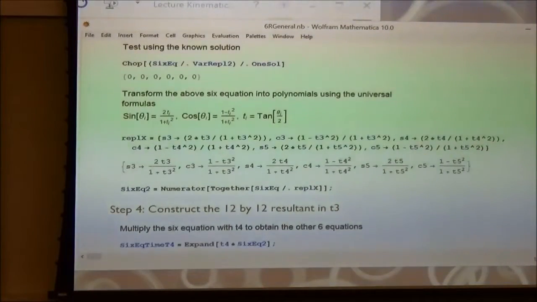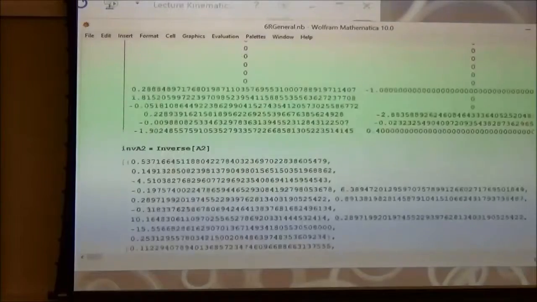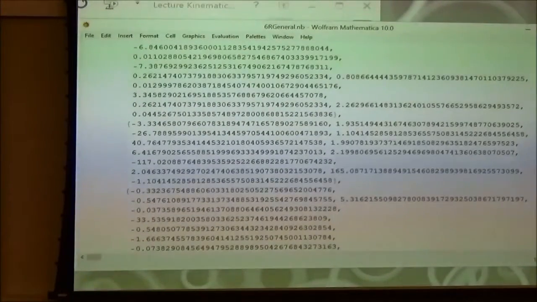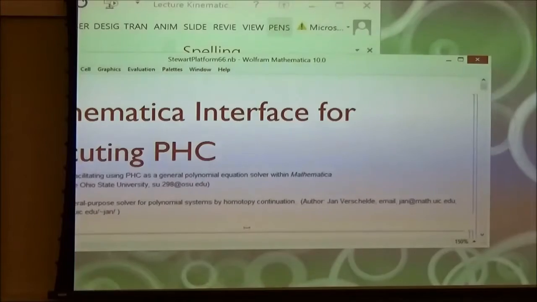Okay. So now this step is converting, using the half tangent formula to replace the sine and cosine, so you get this. Okay. I think I will have more time to go over this Mathematica notebook, but you can take a look at that. If you have any questions, you can contact me.